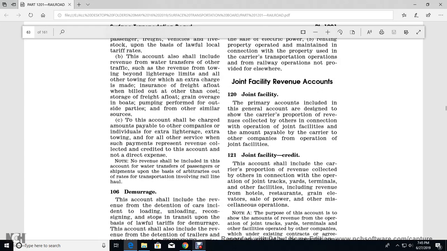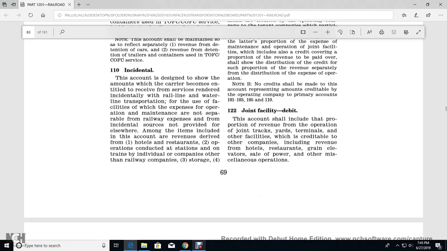Joint Facility 121. Joint Facility credit. The account shall include the carrier's proportional revenue collected by other connection with the operation of the joint track, railroad terminals, other facility including revenue, hotels, restaurants, grain elevators, sale of power, and other miscellaneous operations. Notes A and B.